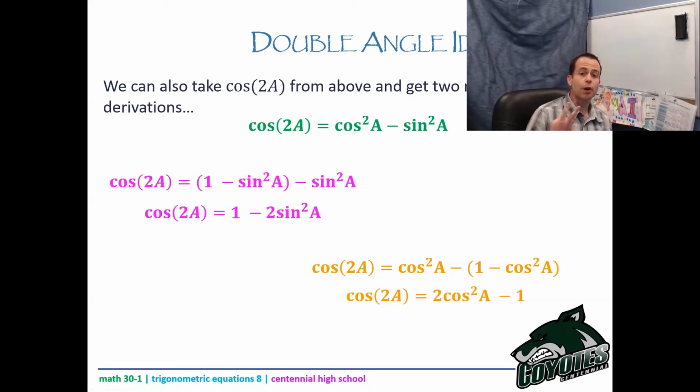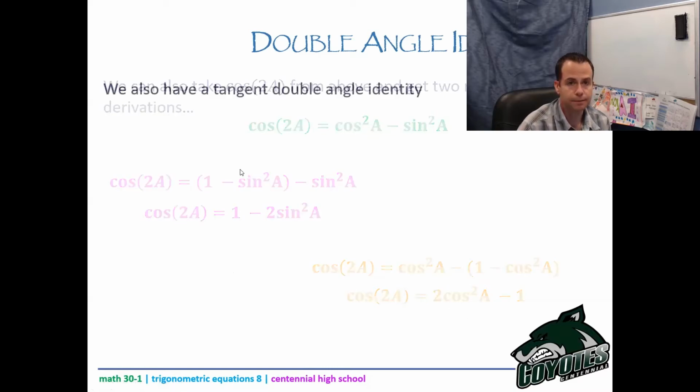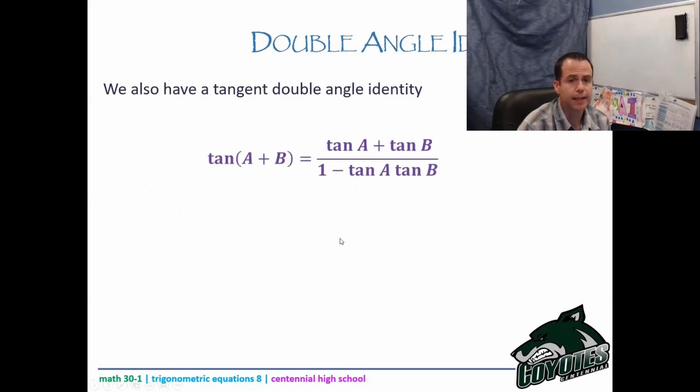So there are three double angle identities for cos, and they are this green one here, this pink one, and this orange one. Okay, then we also have tan. Same setup to do the tan double angle. We take the sum one, which is tan of A plus B is tan of A plus tan of B all over 1 minus tan of A tan of B.